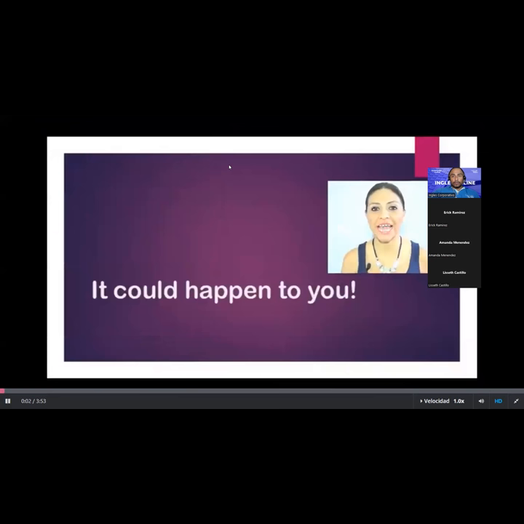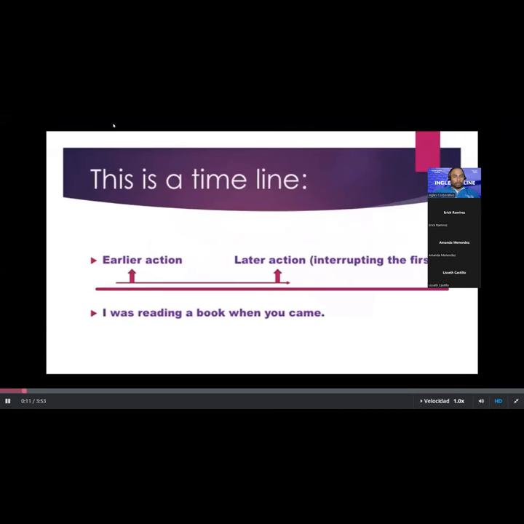Hi, everyone. Are you ready? Let's go on now talking about past continuous versus simple past. I want you to listen and take a look at this. This is a timeline. Notice both actions happened at the same time, but one action began earlier and was in progress when the other action happened. So we may say, I was reading a book when you came. What you just listened to and saw was the intro to this new topic. Now we'll play the audio program so you can follow and understand it better. Remember to stay during the explanation and take notes.